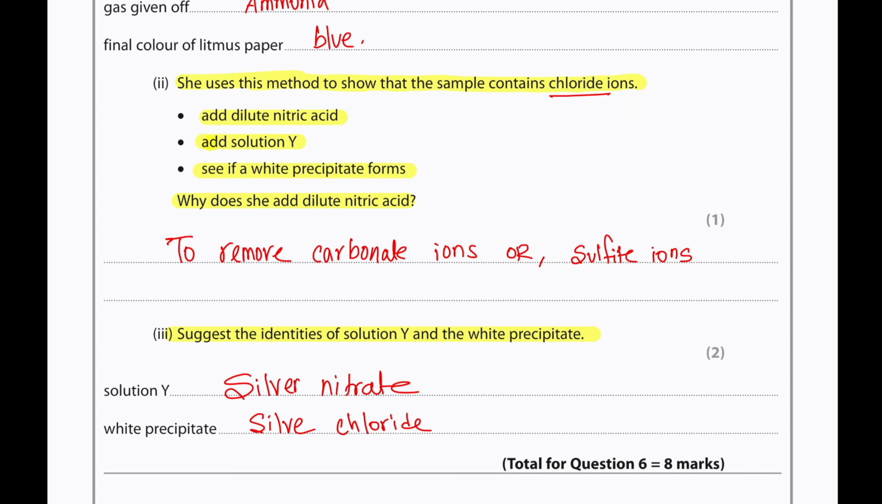Guys, just as an added bonus, for those who didn't understand why we added the dilute nitric acid: if any carbonate or sulfite ions were present, they would have given a white precipitate with silver nitrate solution, and that would interfere with the original experiment of testing for chloride ions. For example, sodium carbonate is soluble, potassium carbonate is also soluble. So imagine putting silver nitrate on that, and immediately you get a white precipitate, which will confuse you into thinking that it is chloride. However, the ions are carbonate.